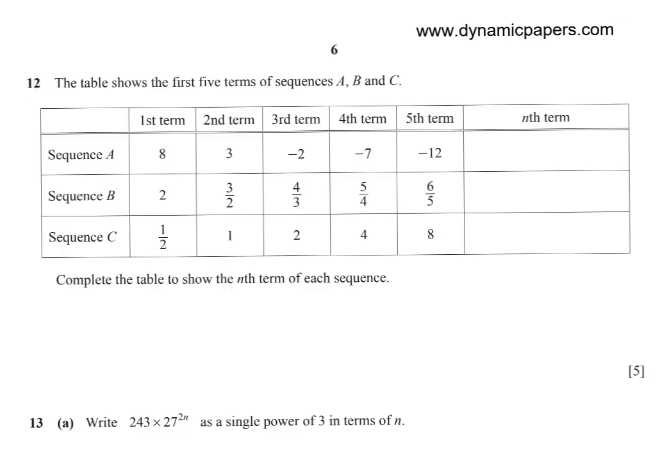Number 12, the table shows the first 5 terms of sequences A, B, and C. Complete the table to show the nth term for each sequence. Sequence A: 8, 3, negative 2, negative 7, negative 12. What is the rule? Minus 5. So this means the nth term has negative 5n.